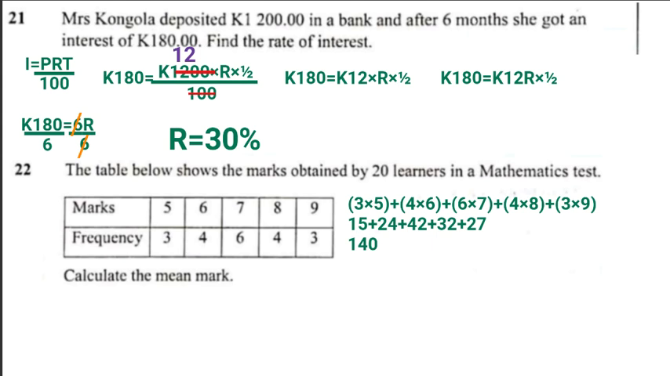To find the mean, we need to find the average. After adding everything, we divide by the number of learners, which is 20. Never divide by the number of terms you have added, like 5; you use 20, the number of learners. So we divide 140 by 20, which will give us 7. So the mean mark is 7, the average mark was 7.